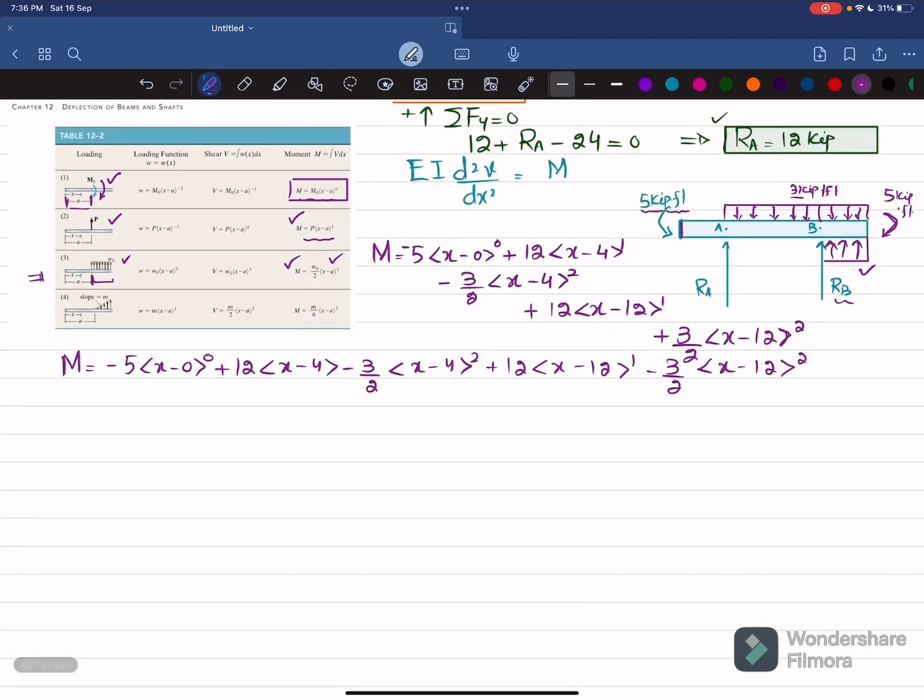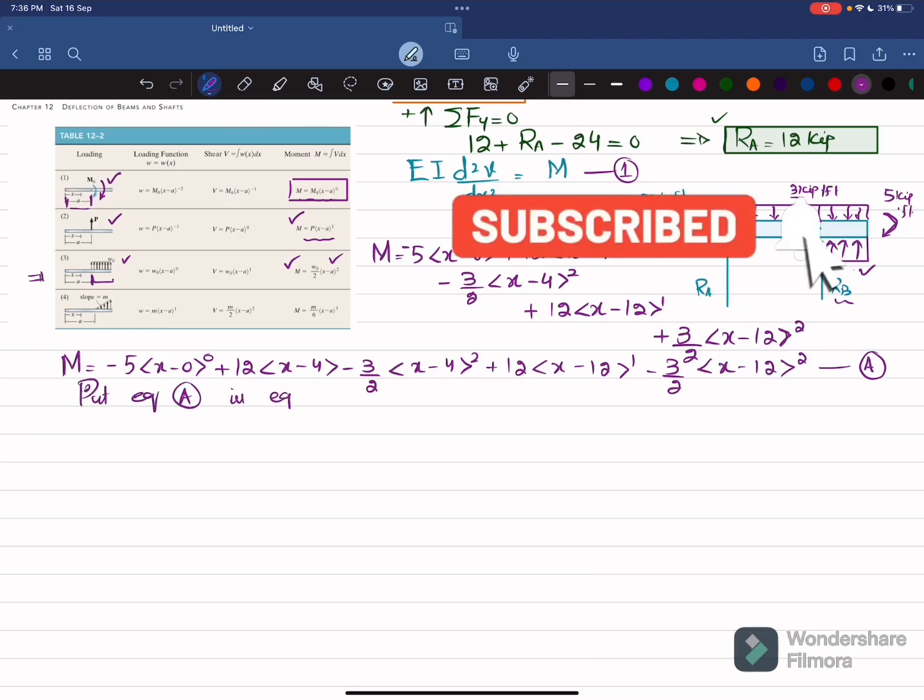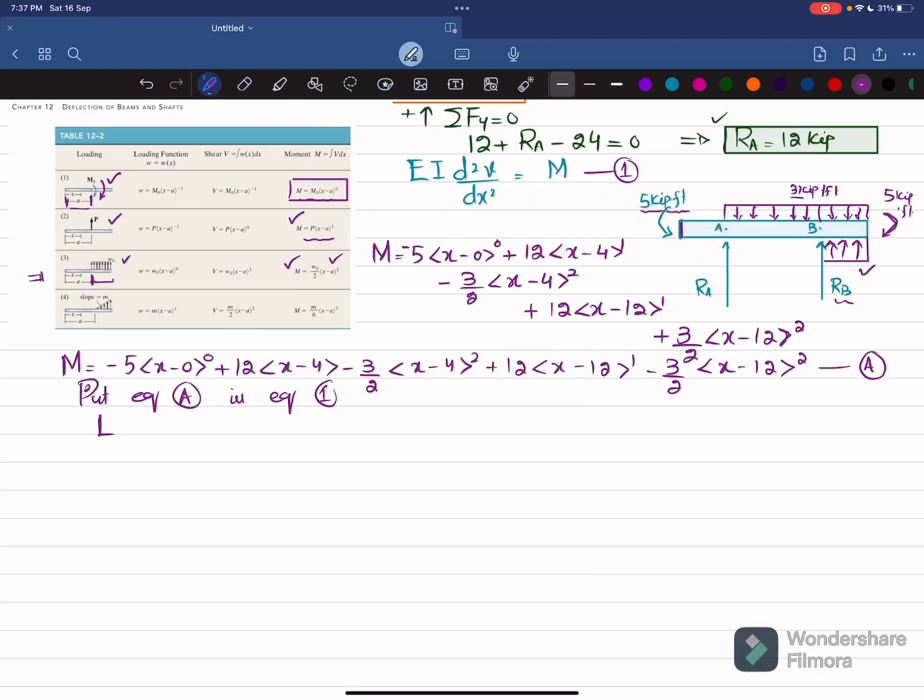So now you will put this equation, let's say equation A, in equation number 1. So put equation A in equation number 1. What we will get is EI into d square V over dx square will be equal to the moment, and the moment will be equal to minus 5, since x minus 0 to the power 0 is 1. So minus 5 plus 12 into x minus 4, minus 3 over 2 into x minus 4 whole square, plus 12 into x minus 12 whole power 1, plus 3 over 2 into x minus 12 square.